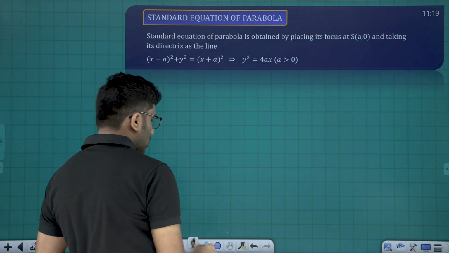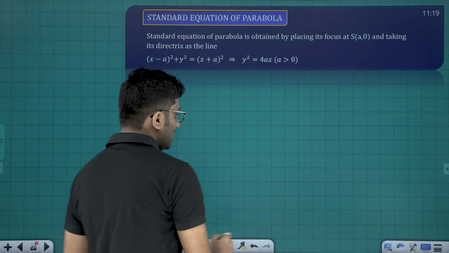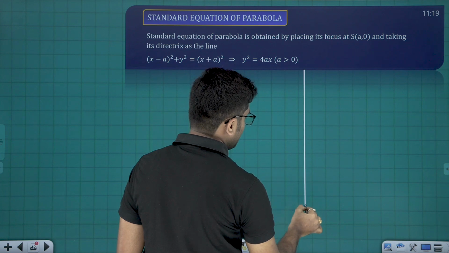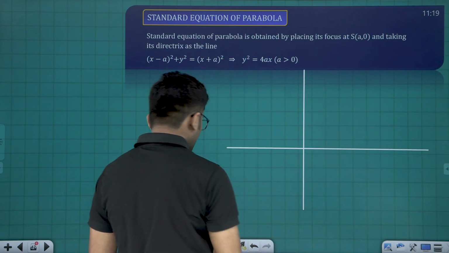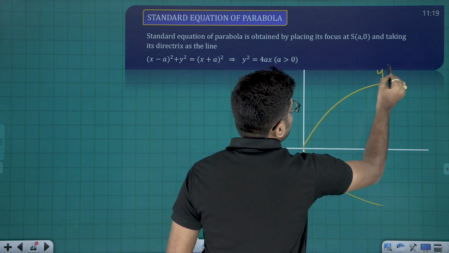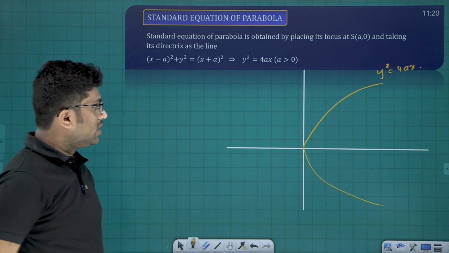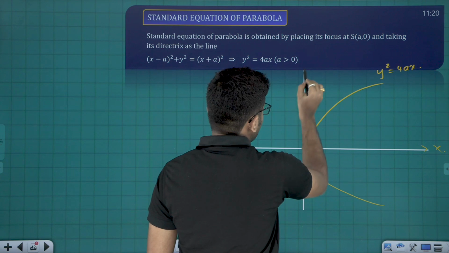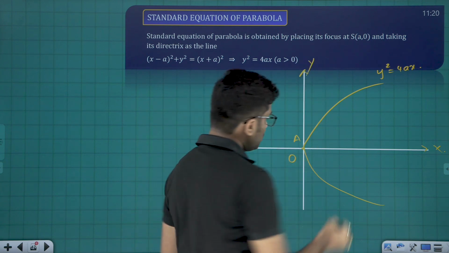Standard equation of the parabola. So we have 4 standard forms of parabola, friends. y square equals 4ax is the parabola which has the x-axis as its axis and opens towards the positive x-axis. This is how y square equals 4ax looks, with x-axis, y-axis, origin, and this is the vertex. Vertex will be at the origin.